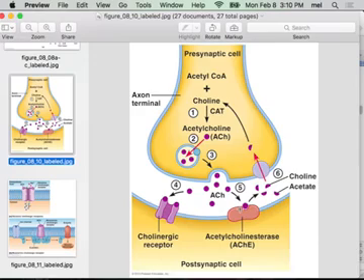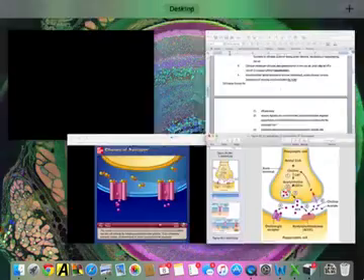And because your cells are great recyclers, they take the choline back up and make more acetylcholine out of it, and then do it again, right? So this is another mechanism of removing it from the synapse with an enzyme in the postsynaptic cell.